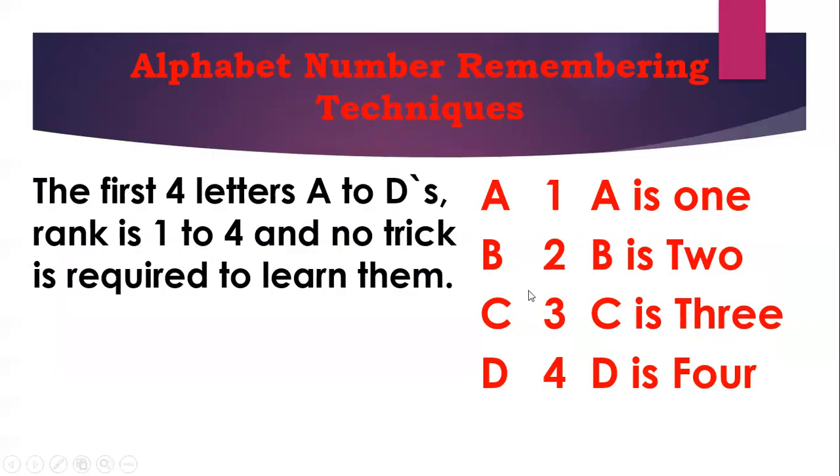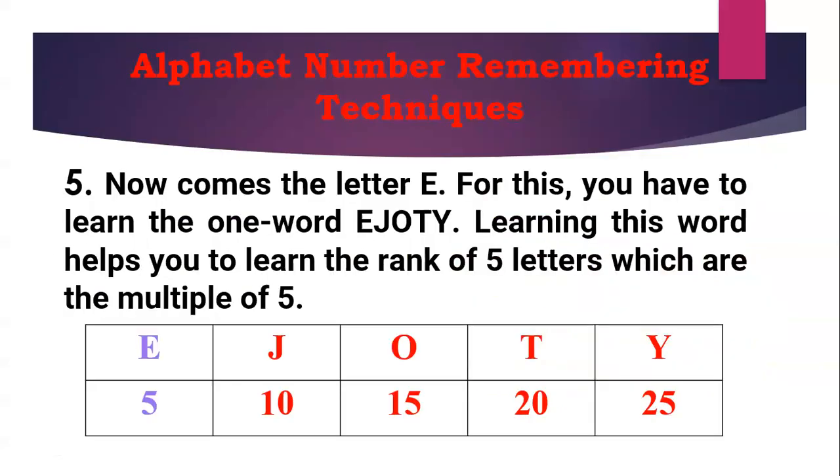See, for the first four letters, no trick is required. A is 1, B is 2, C is 3, D is 4. No need for any tricks to remember A, B, C, D: 1, 2, 3, 4. Then go to 5.